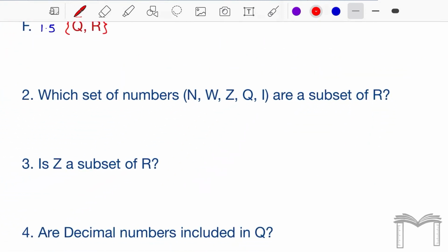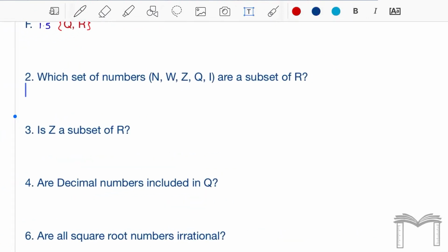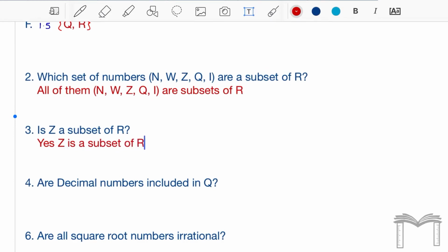Number 2. Which set of numbers N, W, Z, Q, and I are a subset of R? So all of them, natural numbers, whole numbers, positive and negative integers, rational numbers, and irrational numbers, belong to the subset, or are a subset rather, of real numbers. Number 3. Is Z a subset of R? Yes. As in the question before, we can see that Z, integers, is a subset of real numbers. Number 4. Are decimal numbers included in Q? Rational numbers? Yes. From our notes, we are told that rational numbers are numbers that can be written as a fraction. They can be positive or negative fractions, and they include decimals.